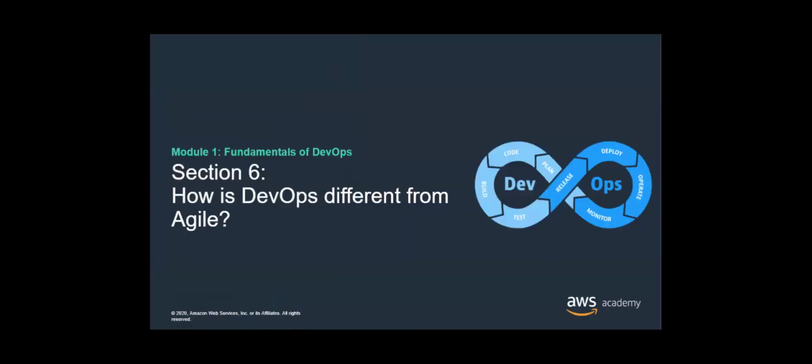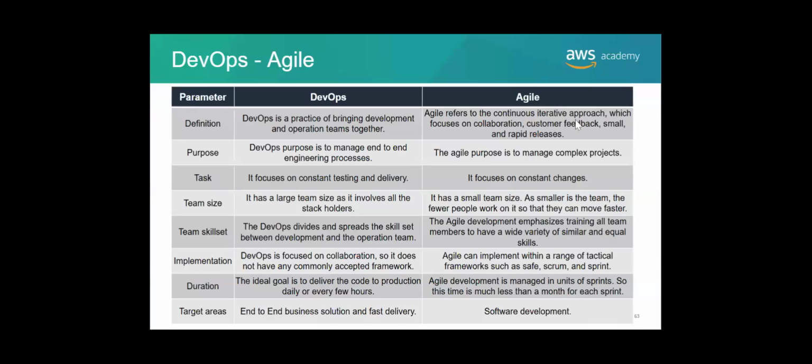Now, how is AWS DevOps different from Agile technology? So here you can see the difference between Agile and DevOps. Here the definition is: DevOps is the practice of bringing development and operation teams together. But Agile is a continuous iteration approach, which focuses on collaboration, customer feedback, and small rapid releases. The purpose of DevOps is to manage the end-to-end engineering process. Agile is to manage complex projects only.